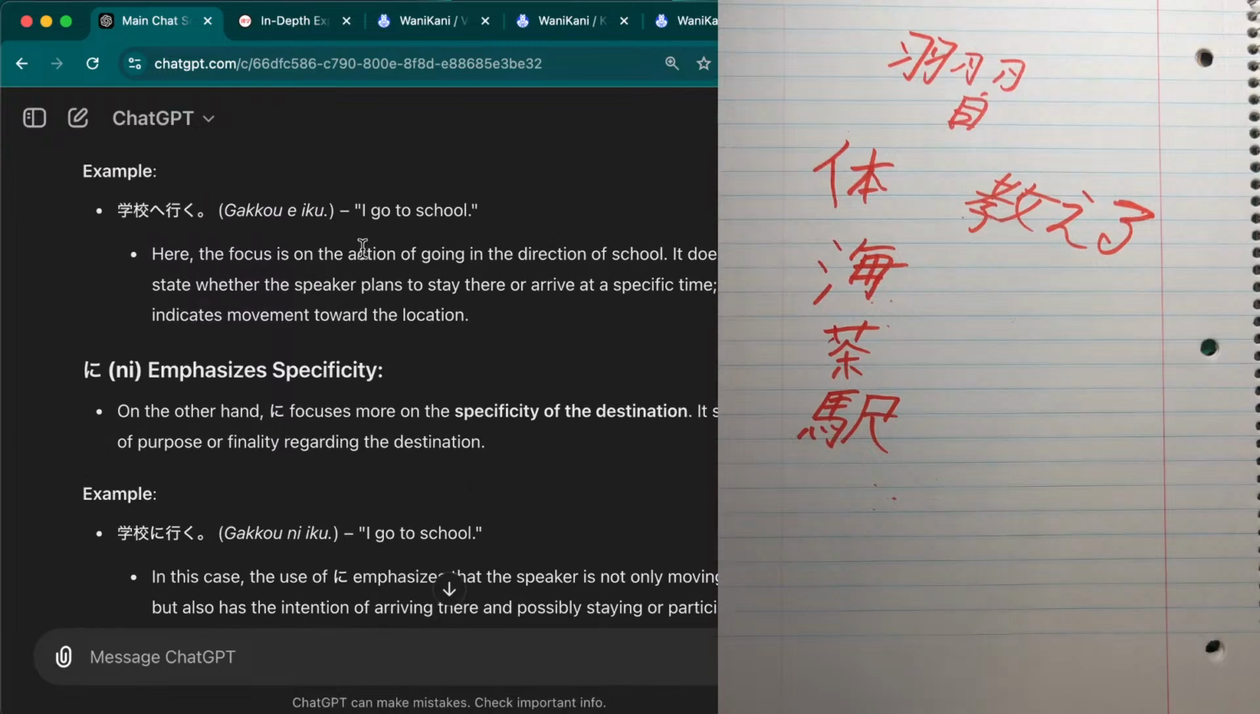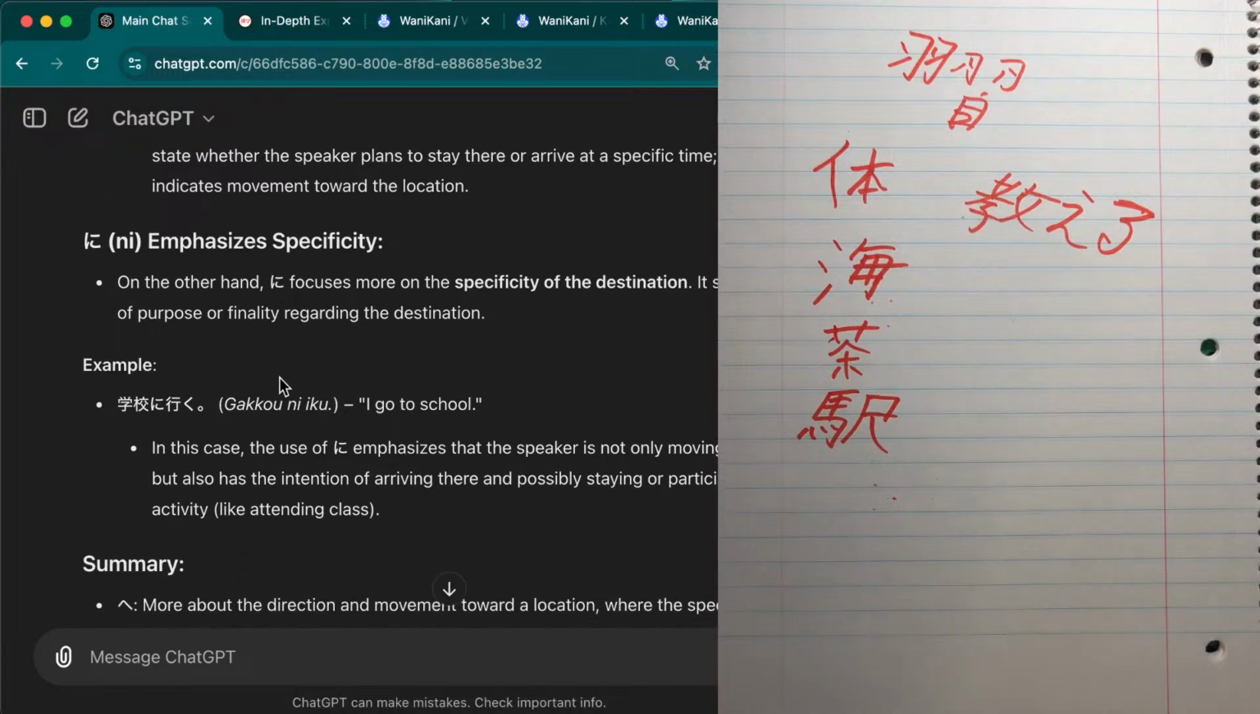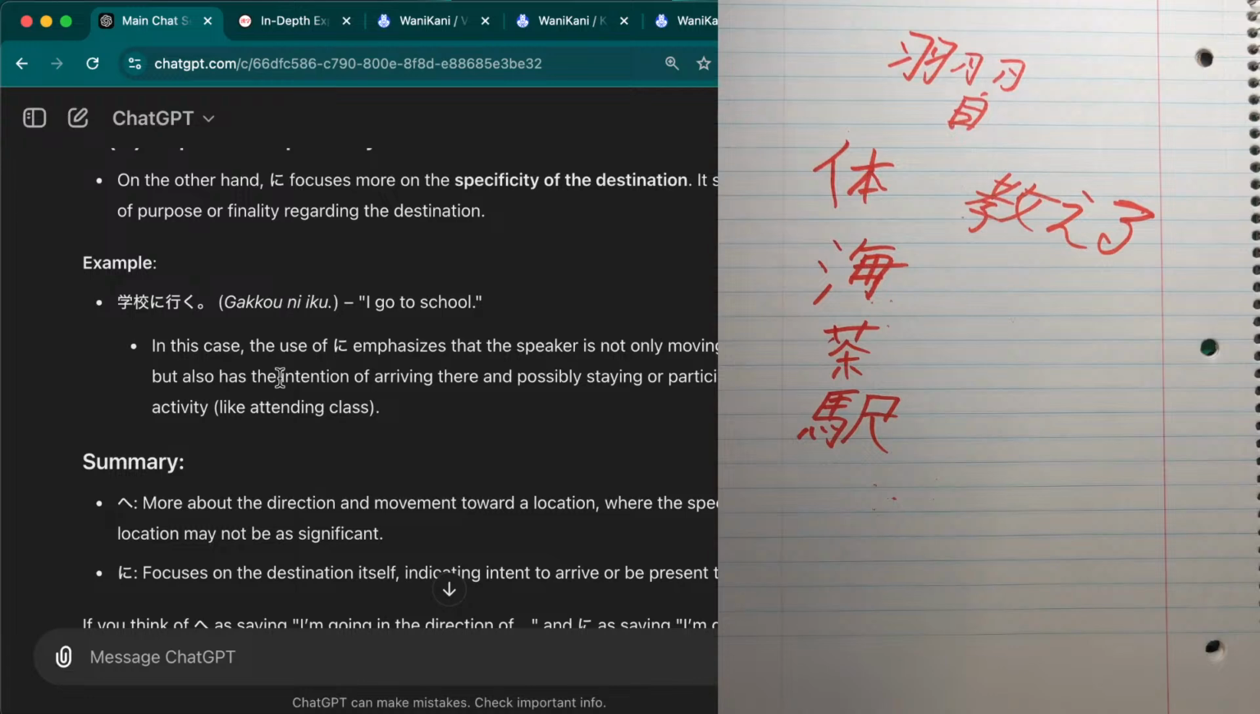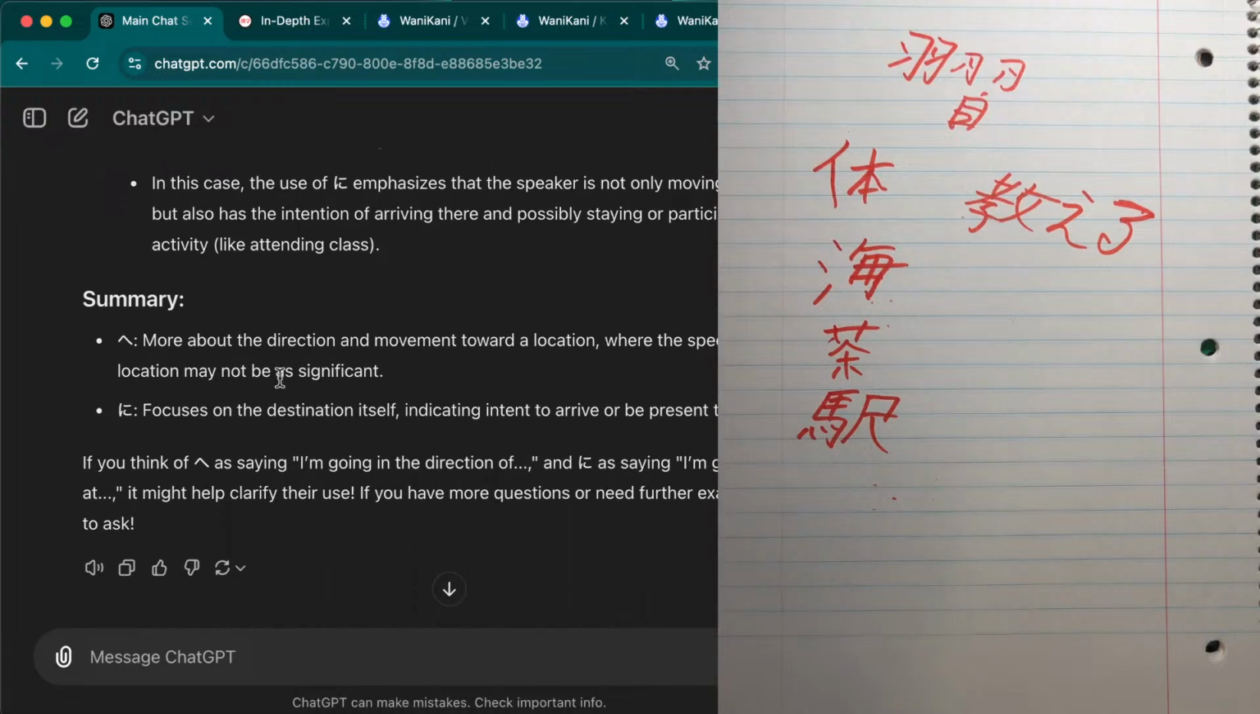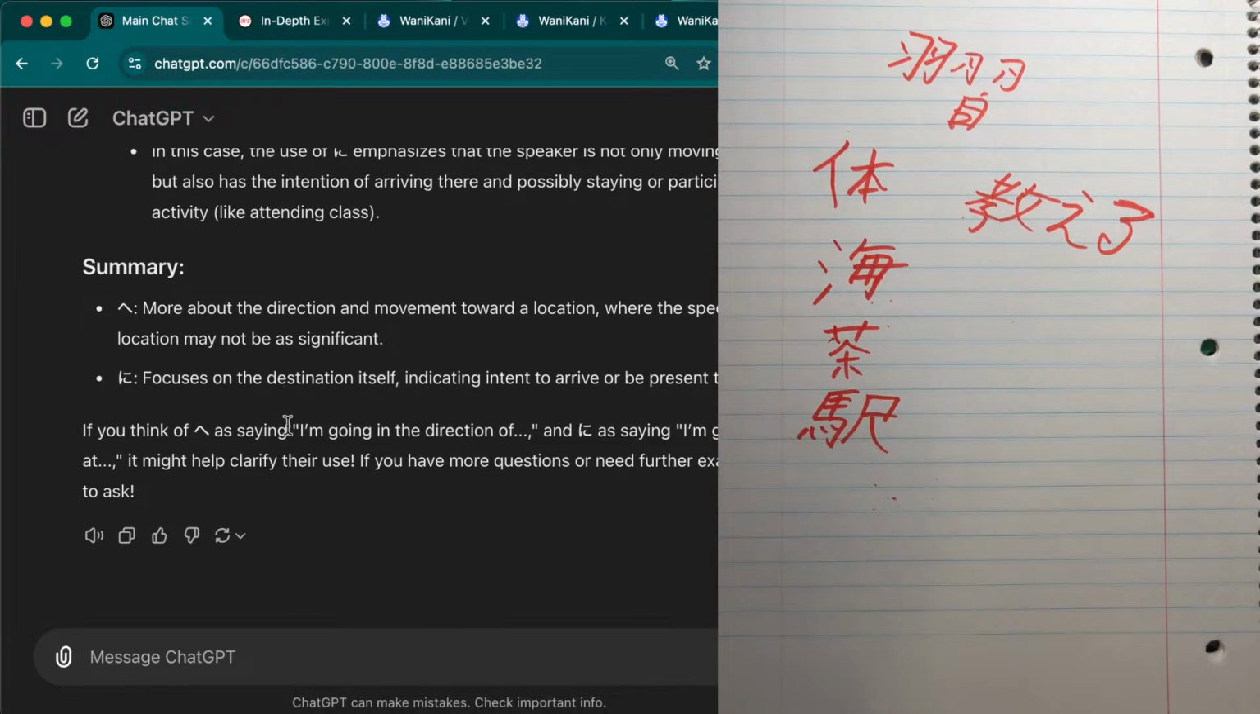Okay. So I guess if you want to be looser and say, oh, I'm just going to go somewhere, and you're not really determined, like it's not an appointment or something, you can use e. And if it's ni, then it's more emphasized that you need to get there. You can think of e as saying, I'm going in the direction of school, and ni as saying, I'm going to arrive at. Okay. I can sort of get behind that explanation. It definitely makes it feel clearer.